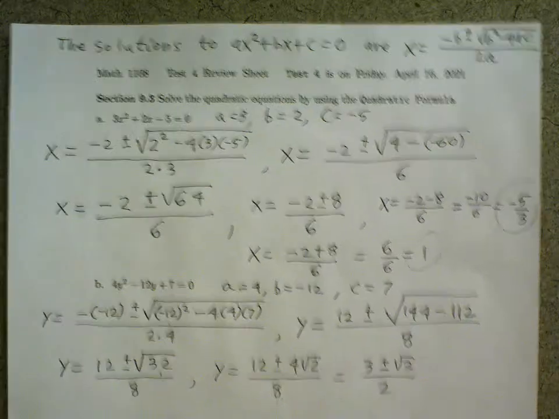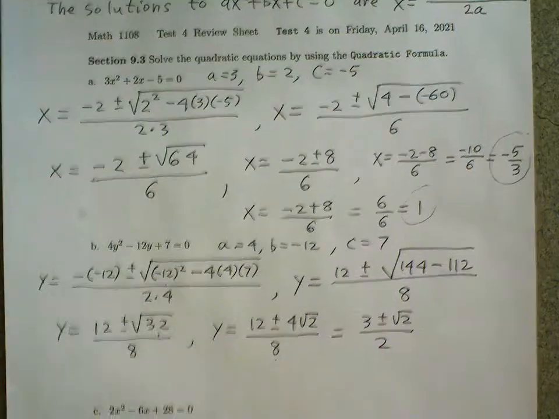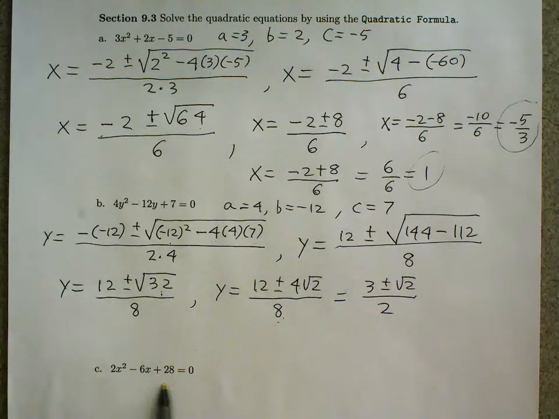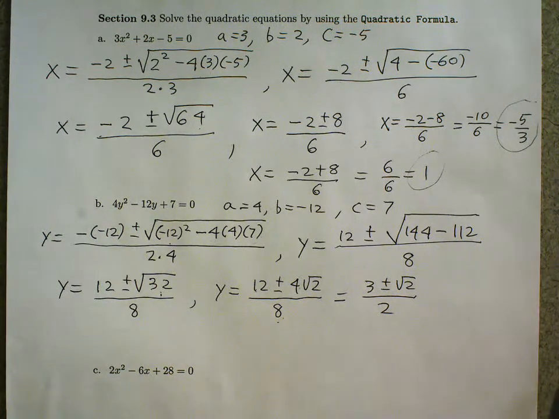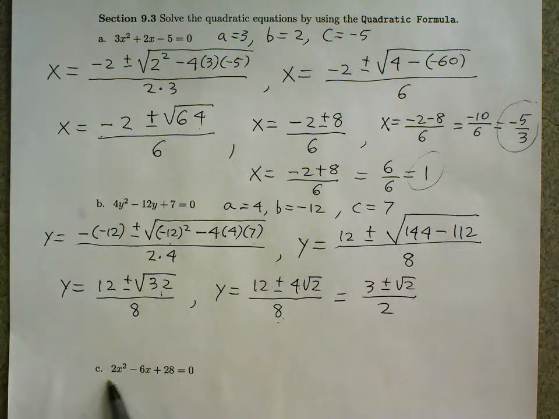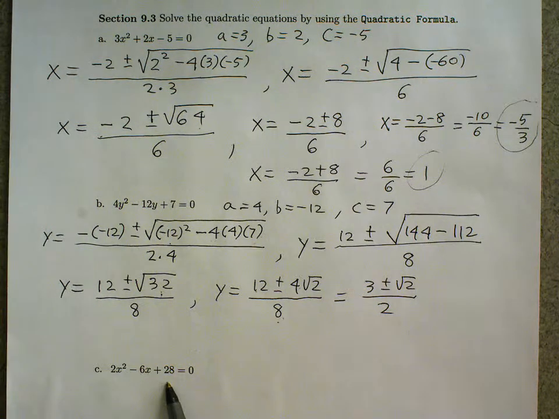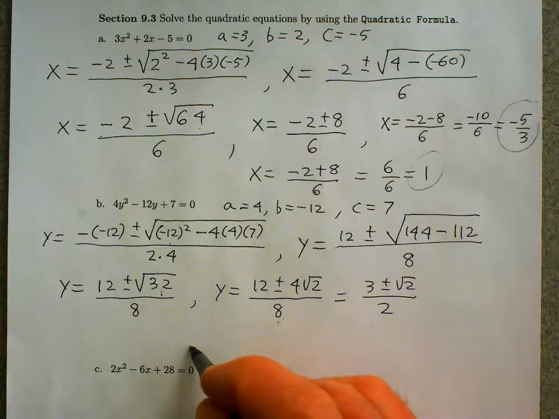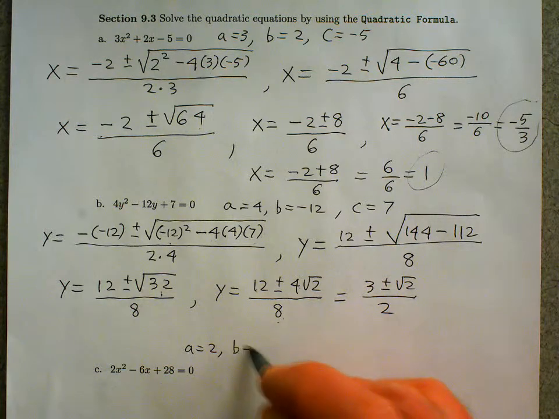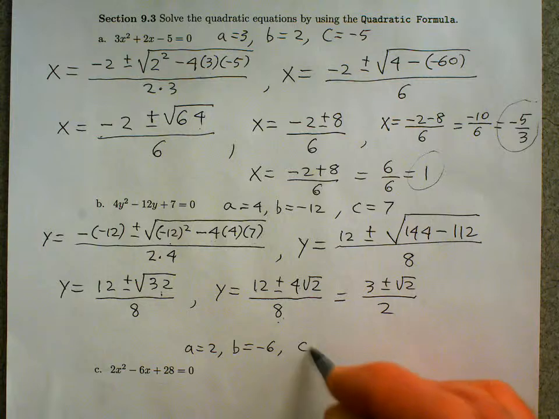Okay, in the next example, 2x squared minus 6x plus 28 equals 0. We could just start out by using the quadratic formula, using a equals 2, b equals negative 6, and c equals 28.